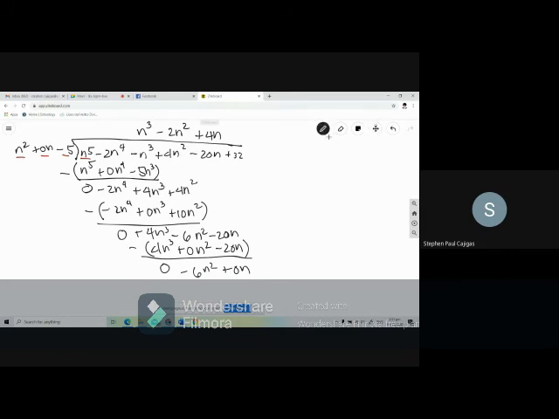Okay, so we continue with the division. Negative 6n squared plus 32. Bring down plus 32. Okay, so negative 6n squared divided by n squared, so that is minus 6.